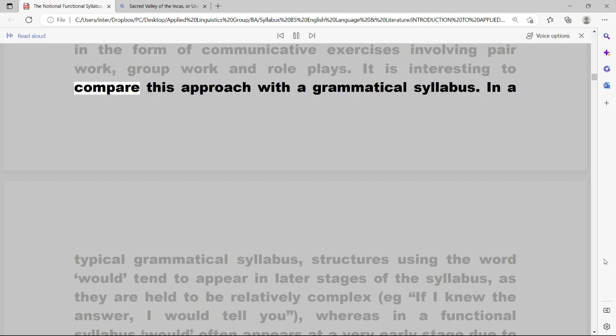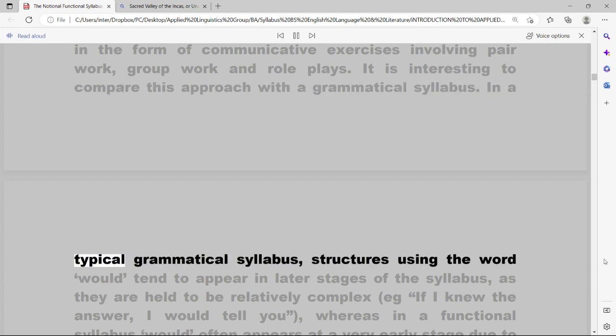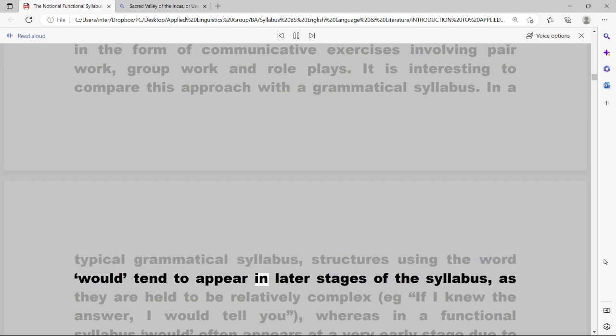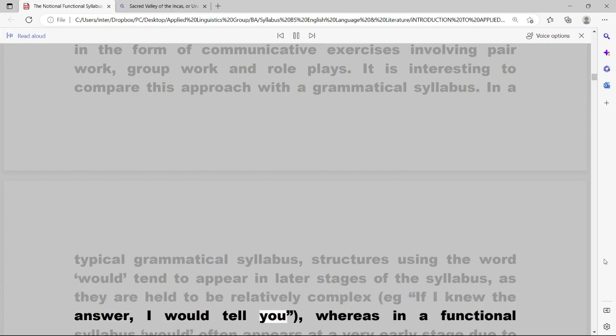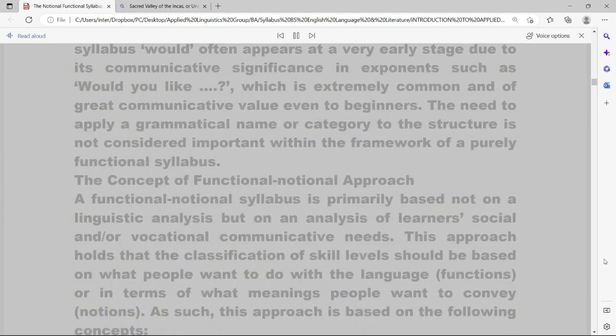It is interesting to compare this approach with a grammatical syllabus. In a typical grammatical syllabus, structures using the word would tend to appear in later stages of the syllabus, as they are held to be relatively complex. For example, if I knew the answer, I would tell you, whereas in a functional syllabus, would often appear at a very early stage due to its communicative significance in exponents such as, would you like, which is extremely common and of great communicative value even to beginners.